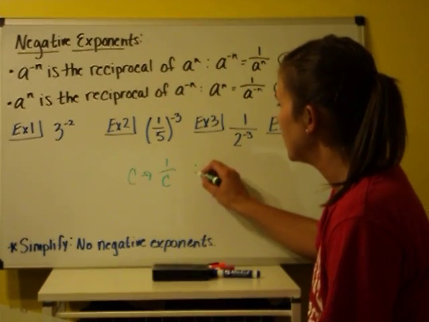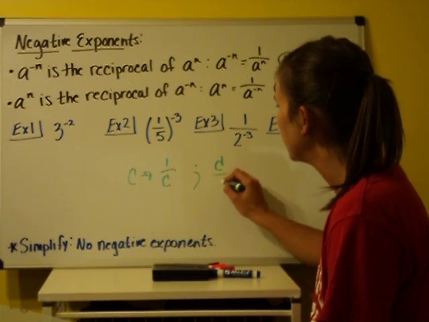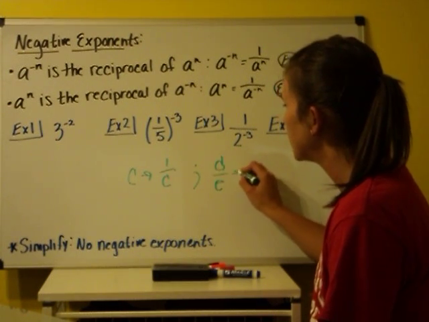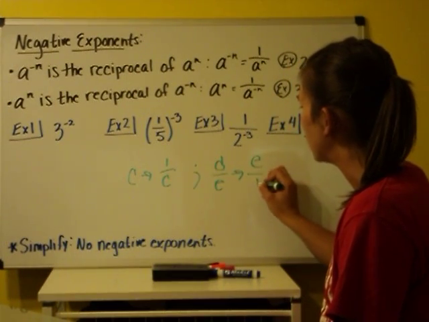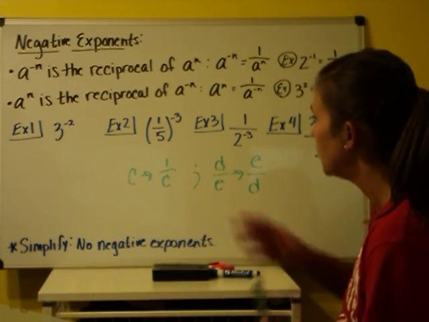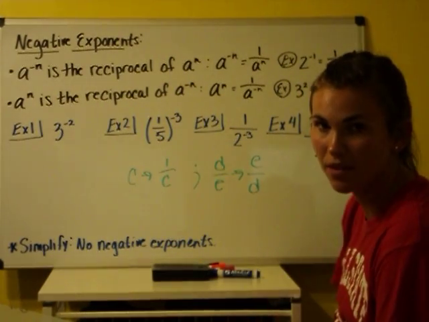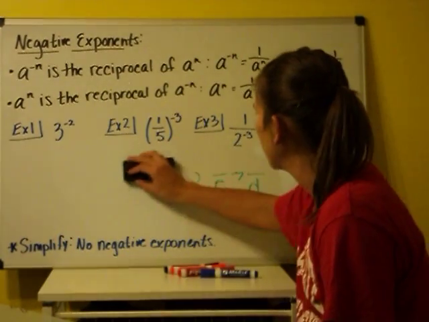The same thing can be said for a fraction. If you have a fraction like d over e, the reciprocal of d over e, you're just going to flip them. So you have e over d. Either way you want to look at it, it says the same thing. So it's just flipping a fraction. Alright, that's a quick recap.